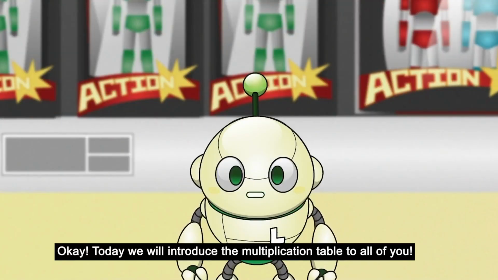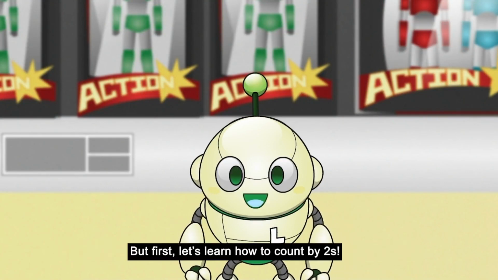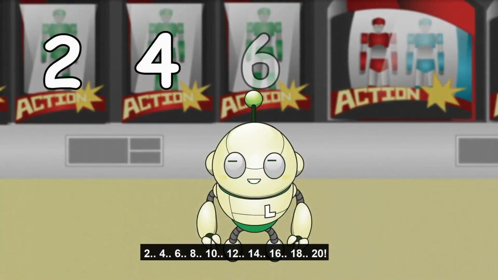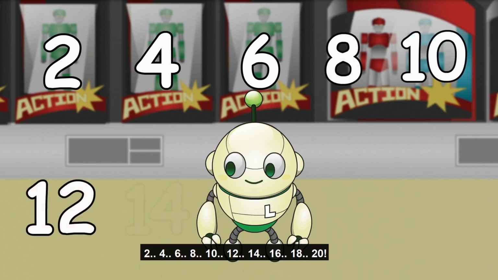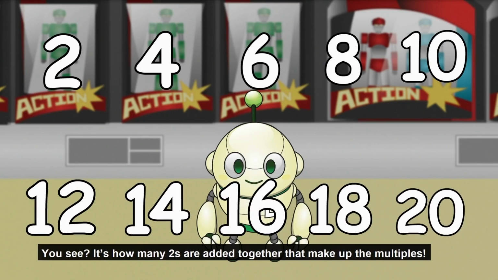Okay, today we will introduce the multiplication table to all of you. But first, let's learn how to count by twos. 2, 4, 6, 8, 10, 12, 14, 16, 18, 20. You see, it's how many twos are added together that make up the multiples.